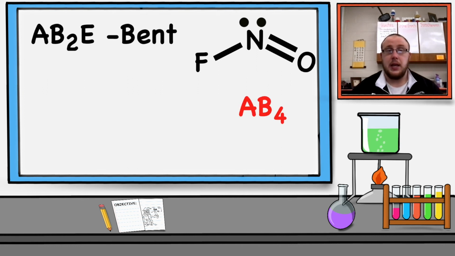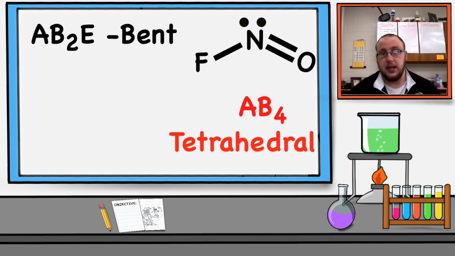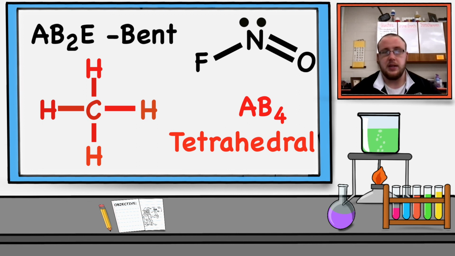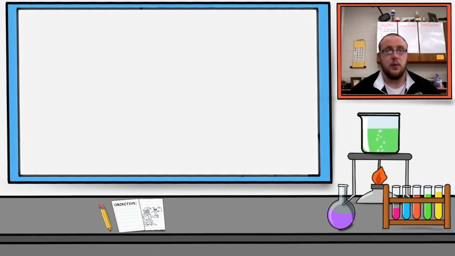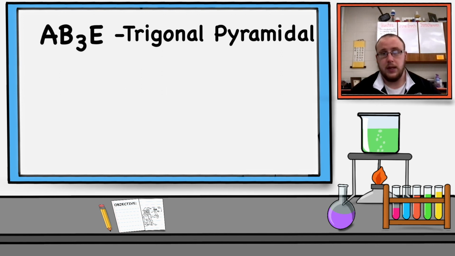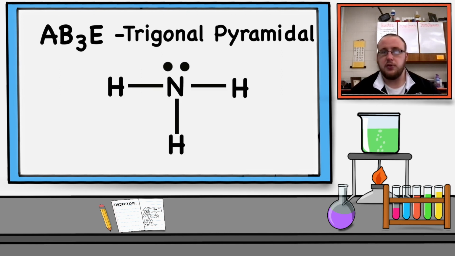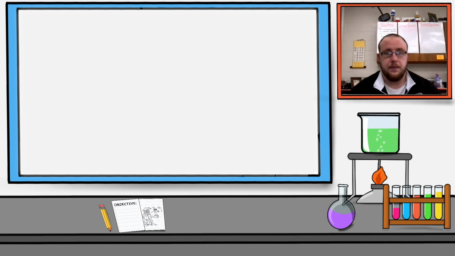Our next one is AB4, which is tetrahedral. It can be represented by methane. Then we go to AB3E, which is trigonal pyramidal. A lone pair of electrons would push all the other atoms down into a triangle pattern. An example of this would be our ammonia molecule.